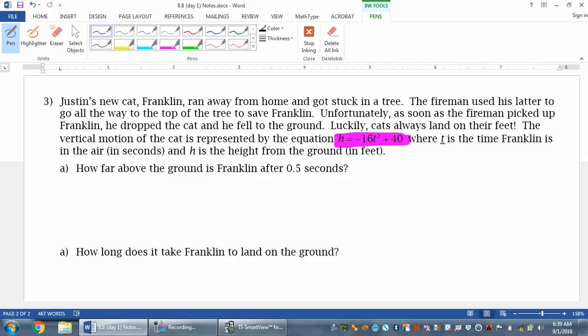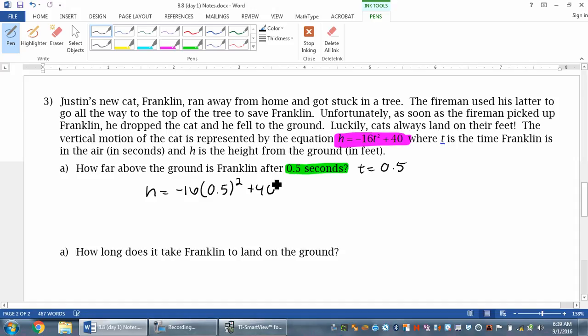So again, part A. How far above the ground is Franklin after 0.5 seconds? I give you 0.5 seconds. Is that the time or is that the height? Since it's seconds, it's the time. So in this equation, everywhere I see t, I'm going to substitute 0.5. h will be negative 16 times 0.5 squared plus 40. Put it all in your calculator and you get 36 feet. So a half a second after Franklin dropped, he is 36 feet above the ground.